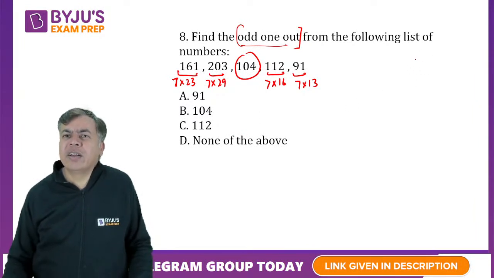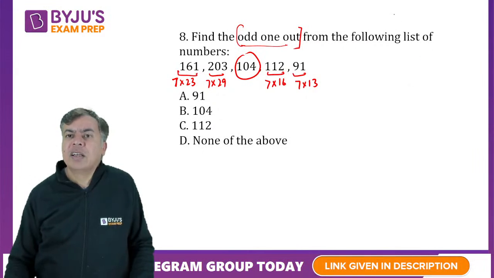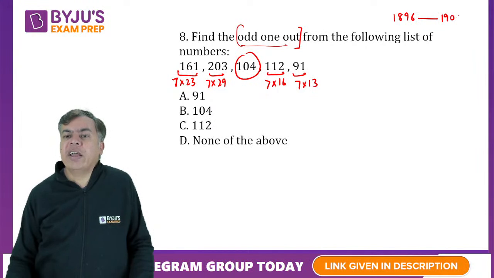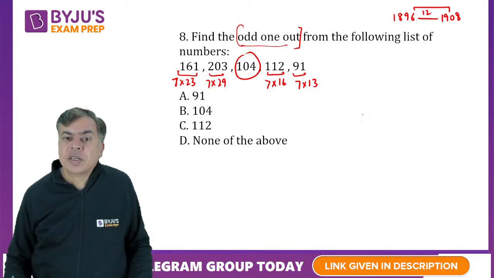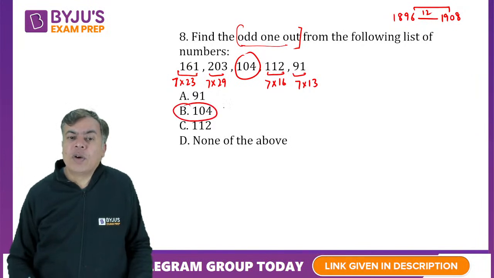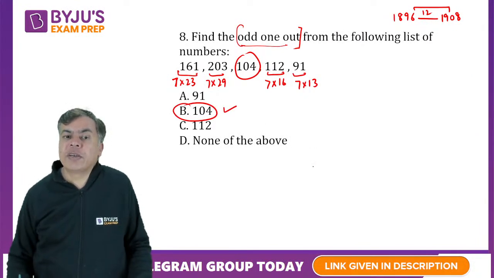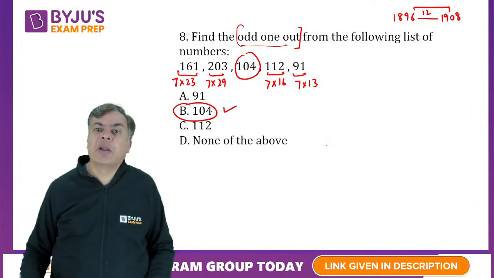I wrote J by mistake. I was writing that 1896 to 1908, the gap of 12 years. Yes, so 104 is not a multiple of 7. All others are multiples of 7.